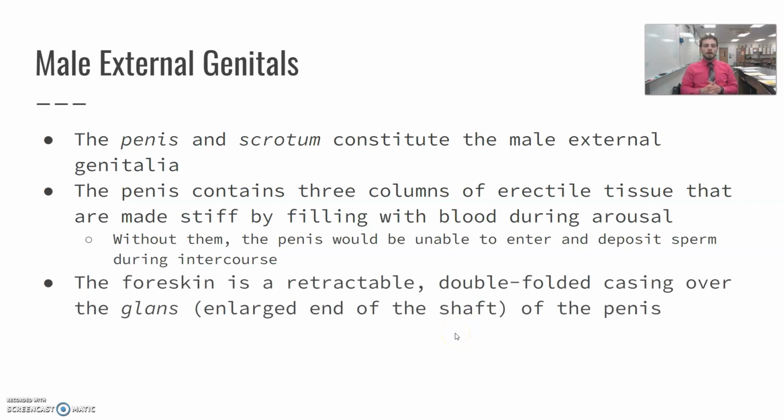Also associated with the penis is the foreskin. It's a double-folded casing. It's retractable. And it's going to be found over top of the glans, which is the enlarged tip of the penis.